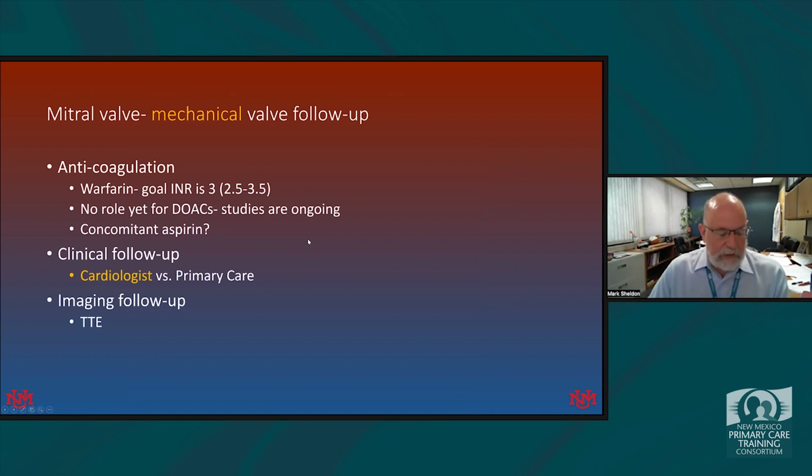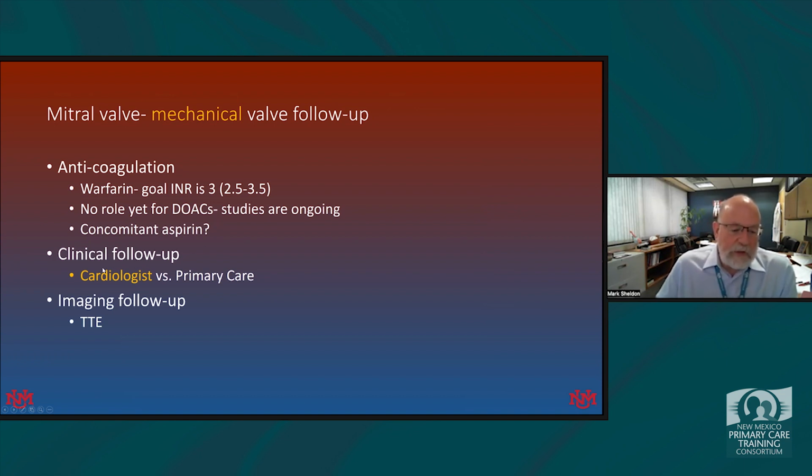Again, mitral valve, if they get a mechanical valve, the warfarin goal, it's warfarin, not DOACs again, but the goal INR is higher. This is a lower flow velocity state, or because the orifice is bigger, and therefore the thrombogenesis is a higher possibility there. So the INR needs to be higher. The goal is 3, so 2.5 to 3.5. Concomitant aspirin, I tend to say yes, certainly if they have concomitant coronary artery disease, but there are lots of cardiologists out there that would say no aspirin with this.